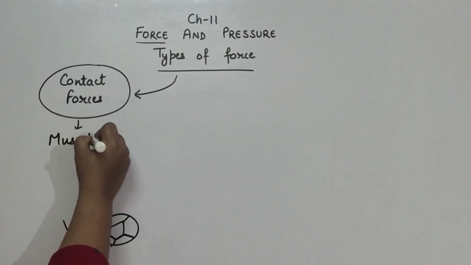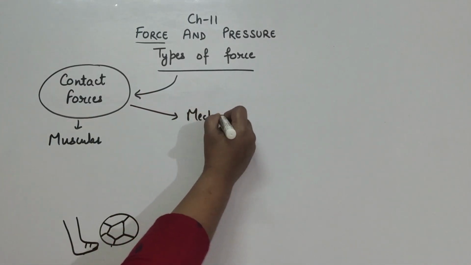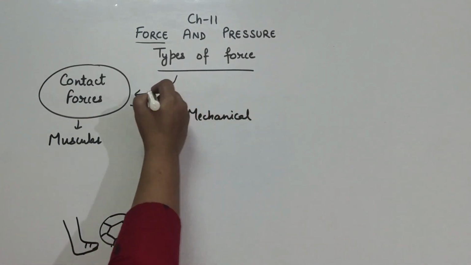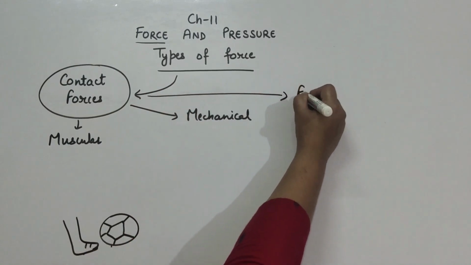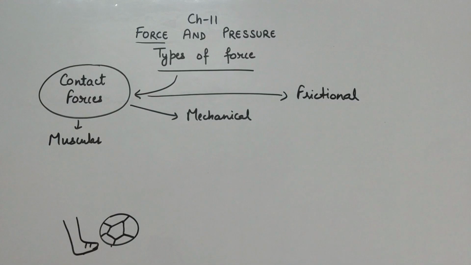Number one is muscular force. Second is mechanical force. And the third one is frictional force. Let's discuss them one by one with examples.